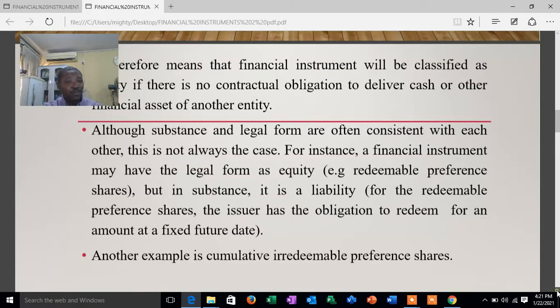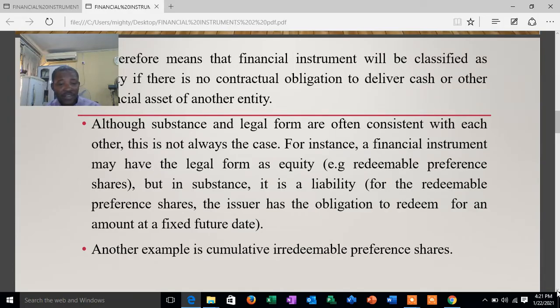And there are other examples like that. You talk about irredeemable preference shares, for instance. With irredeemable preference shares, the issuer has no obligation to redeem for an amount at a fixed future date. But notwithstanding, remember that we said that it is cumulative. Cumulative means that if they don't make profit now, but make profit later, the shareholders have a right to claim the dividend for the current year that they had no profit. So if the company says, "Oh, we don't have profit for 2, 3, 4 years," inasmuch as the dividend is cumulative, they are going to claim the dividend for those previous years that they had no profit.